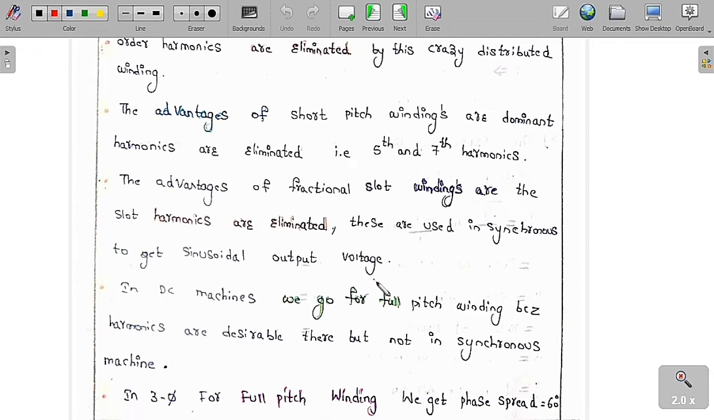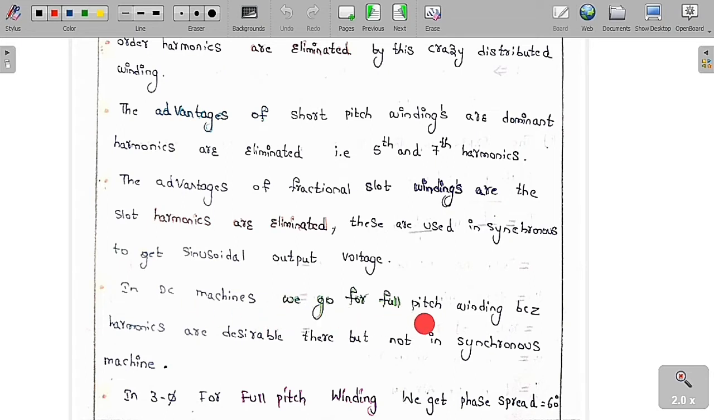Therefore, the advantages of fractional slot windings are that the slot harmonics are eliminated, and these are used in synchronous machines to get a sinusoidal output voltage. Fractional slot winding means M, slots per pole per phase, is not an integer, and here we use the short pitch winding. By this we can eliminate the harmonics we want, leaving only the fundamental, and the output will be purely sinusoidal.